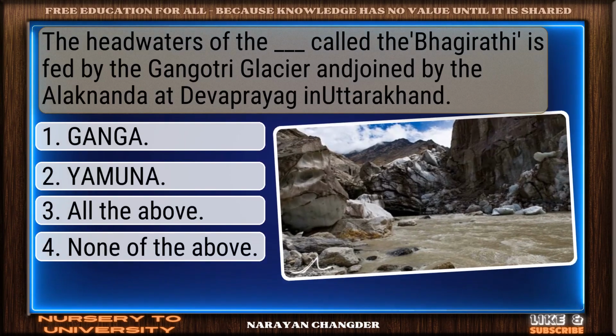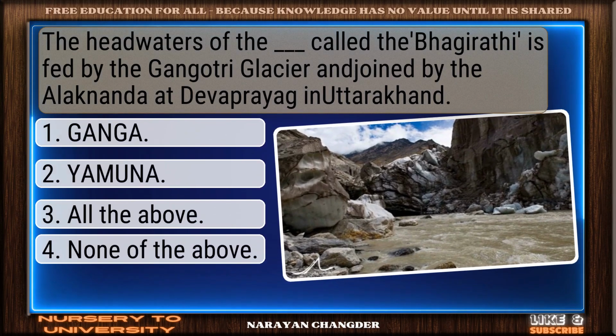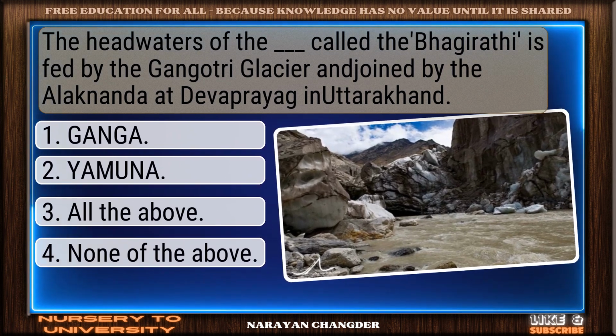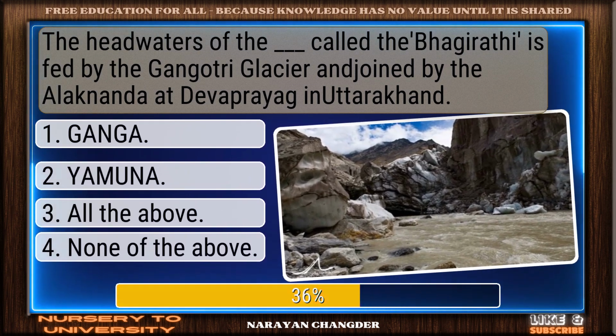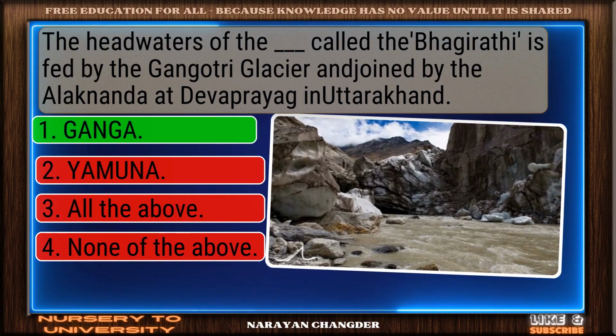Question number 14. The headwaters of the dash, called the Bhagirathi, is fed by the Gangotri Glacier and joined by the Alaknanda at Devaprayag in Uttarakhand. Good job. Your answer, Ganga, works well here.